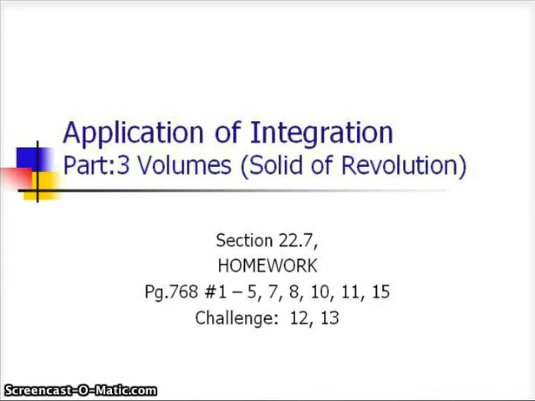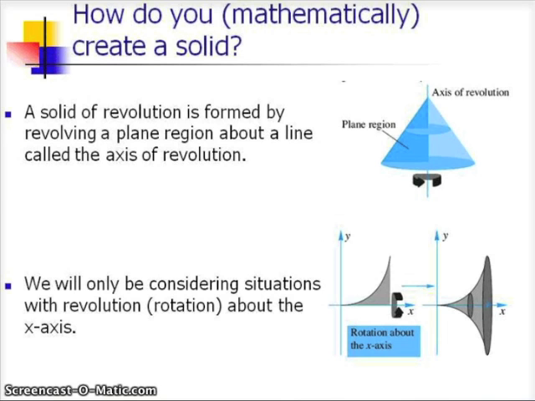Okay, so this is our last lesson for calculus. We're going to be looking at solids called either solids of revolution or volumes of revolution. Okay, so how do we do this? How do we get a three-dimensional shape mathematically? It's actually very easy. You start with a plane shape, like this triangle here, which is just flat, and then you simply spin it, and it becomes a three-dimensional cone.